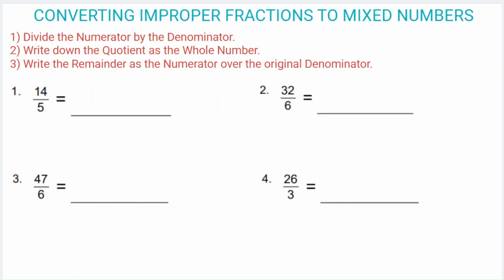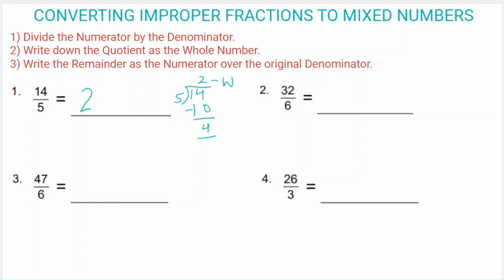Let's understand how to convert improper fractions to mixed numbers. We have to follow certain steps in doing that. Let's take the first example. 14 over 5. So 14 is a numerator, 5 is a denominator. Let's divide the numerator by the denominator. So 14 divided by 5. 5 times 2 is 10. 4 is a remainder. Write down the quotient as the whole number. So 2 is a quotient which becomes the whole number.